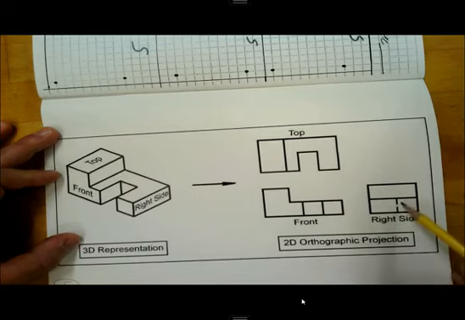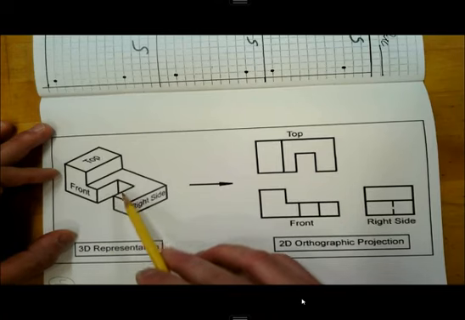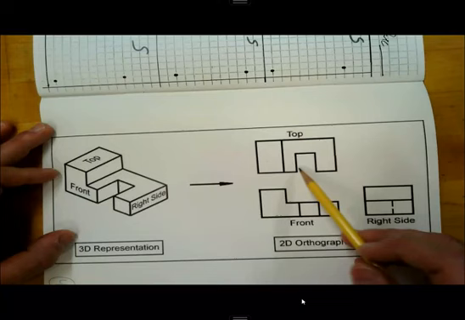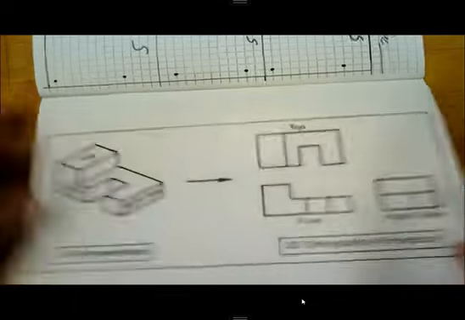Now, this dotted line here, this dash, represents a hidden line. Since there's a little cove in here that we can't see from the right side, we can see it from the top, but we can't see it from the right side, we represent it with a dotted line. That's what those dashes mean.